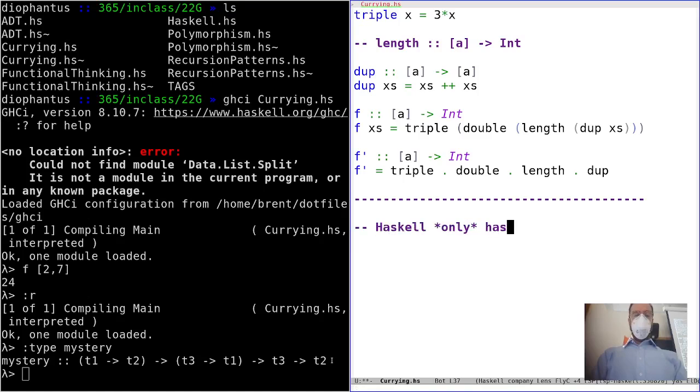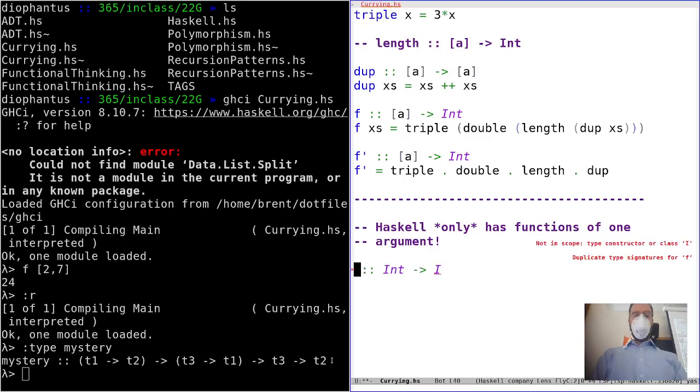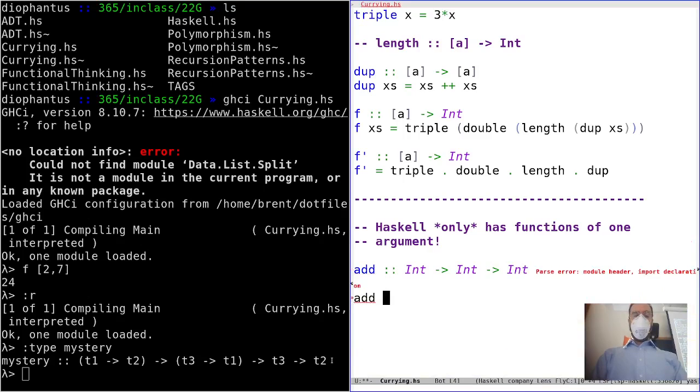So it turns out Haskell only has functions of one argument. Okay, all this stuff we've been talking about, like functions that take 2 arguments or 3 arguments or whatever, we're just kind of pretending. There's no such thing as a function that takes more than 1 argument in Haskell. So how is that possible? Right? So, for example, if I have x, y, x plus y.